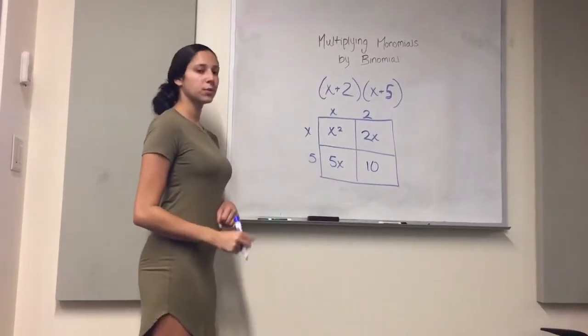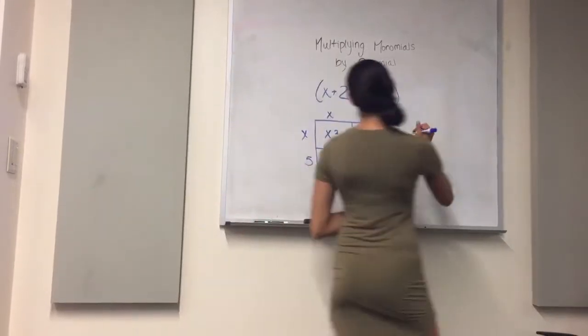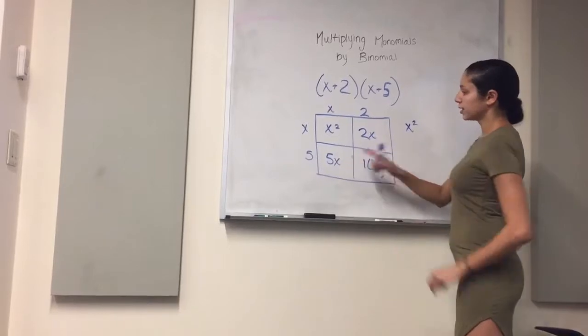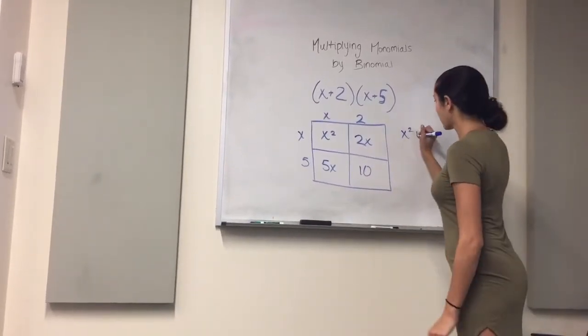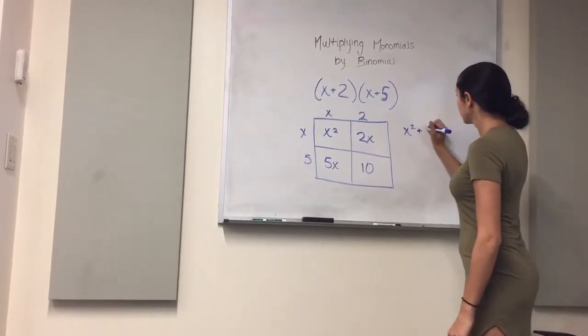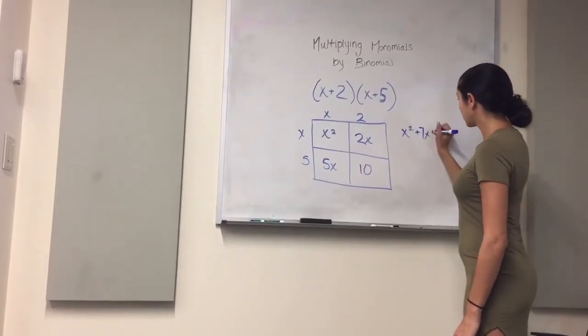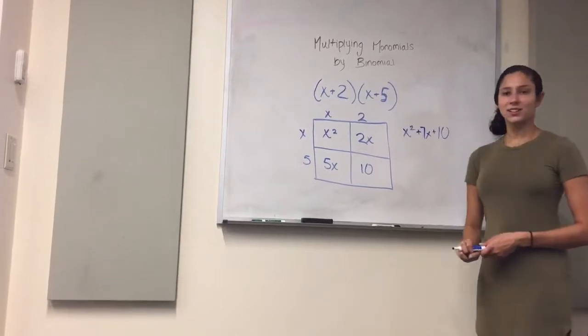And now we have one more step to do. We just need to add our like terms up. So here we'll bring our x squared, and now we have two terms that just have x's, so we're going to add them together, and we'll have 2x plus 5x, which will be 7x. And now we're just going to add on our 10. And this is our answer.